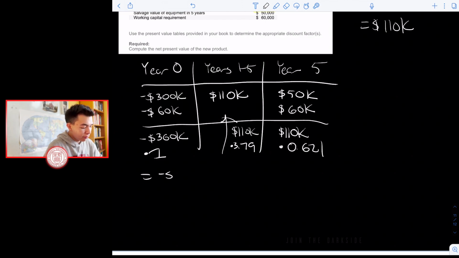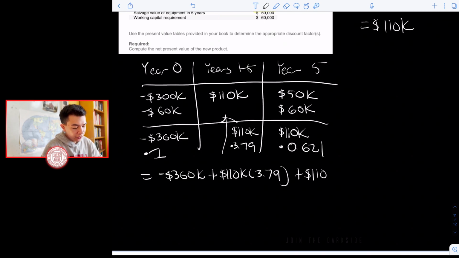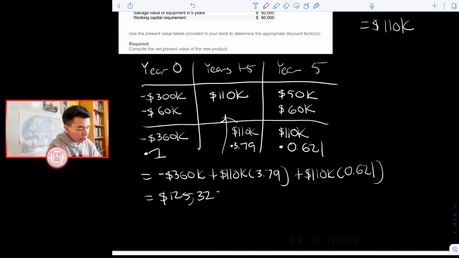So it's going to be negative 360,000 plus 110,000 times 3.79 plus 110,000 times 0.621. And if I calculate that out, I should get a net present value of 125,320. And that's basically it.